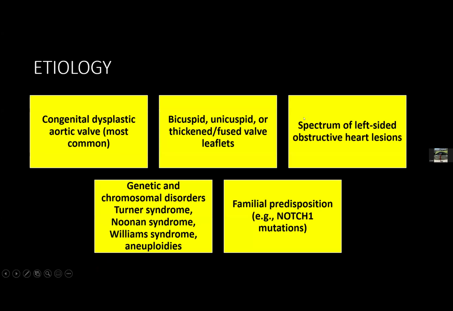Most fetal aortic stenosis is caused by congenital dysplasia of the aortic valve, or it can be due to bicuspid valve, or a part of the spectrum of the left-sided obstructive heart lesions. 10 to 20% of the cases are associated with genetic or chromosomal abnormality, particularly Turner's, Noonan's, and Williams. There is also a recognized familial predisposition, with variants in genes such as NOTCH1 implicated in abnormal aortic valve development.